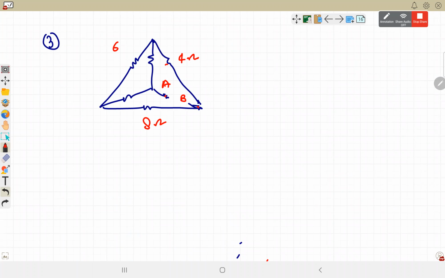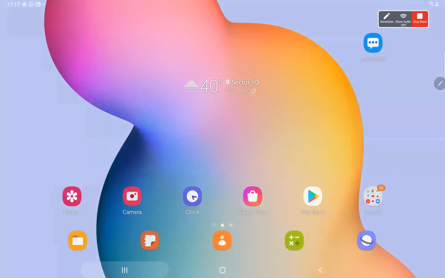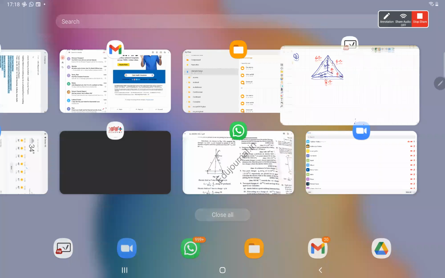Suppose 6 ohm, and here it is, let's say 10 and 20. The ratio of 4 by 8 is 10 by 20. This 6 ohm is the diagonal.